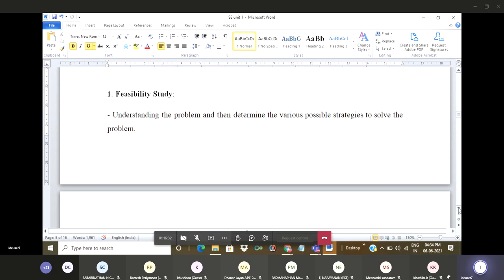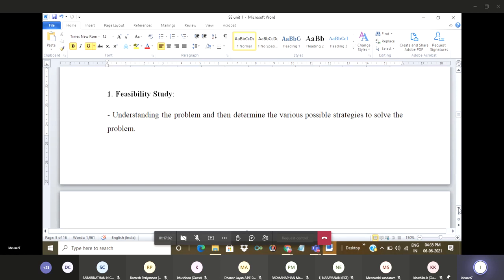So first is feasibility study. In feasibility study, we have to understand the problem. For example, we are going to get a project from a client. We have to collect all the problems for what kind of problem we are going to develop a project.